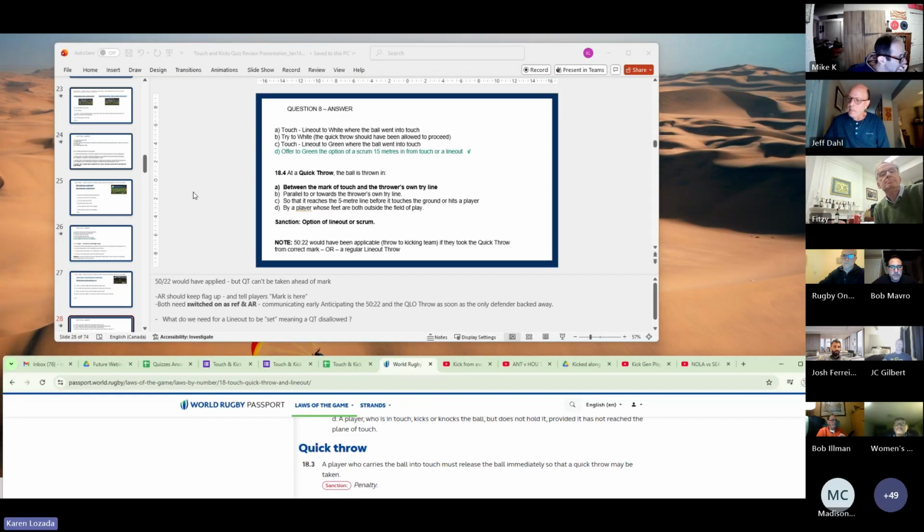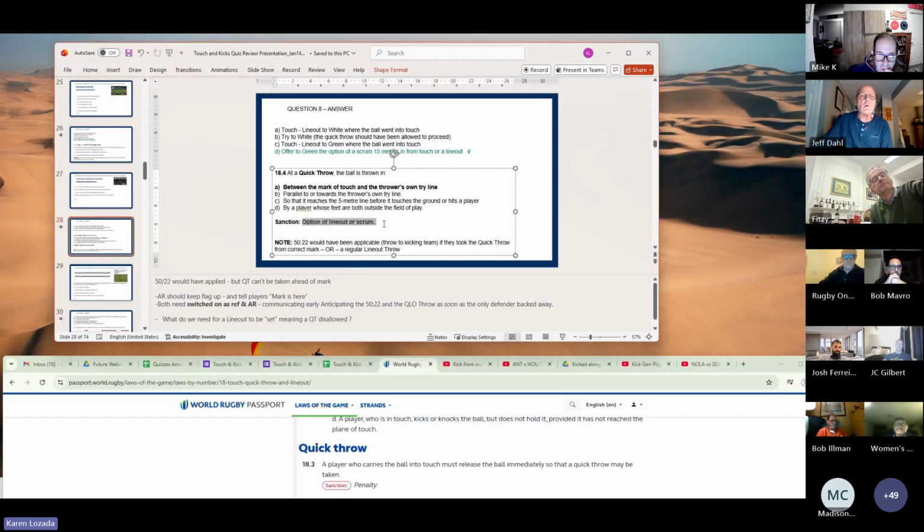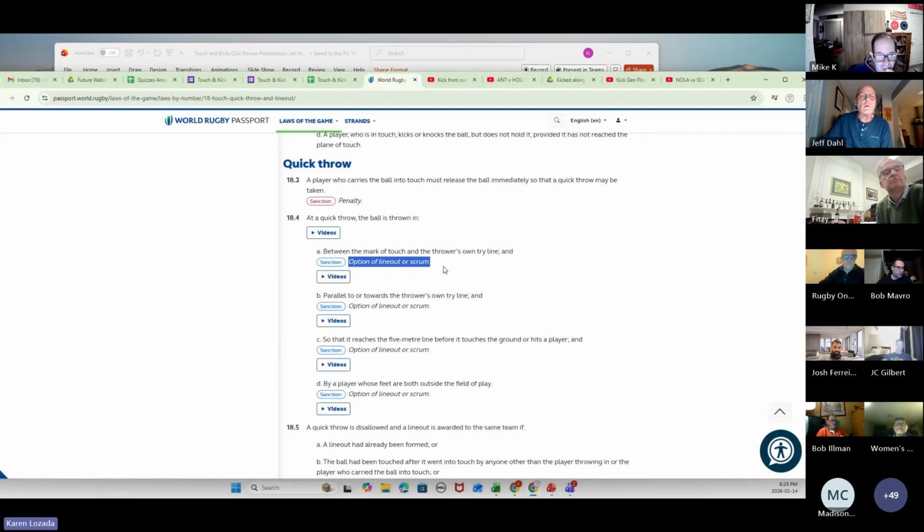So why didn't I... I don't think I put it clearly. This is to me because you and I have spoken about it, but this 18.4a, here I wrote at the bottom option of scrum or line out. So that's sort of taken from here. So all of these are options. Now what it means is for the other team.